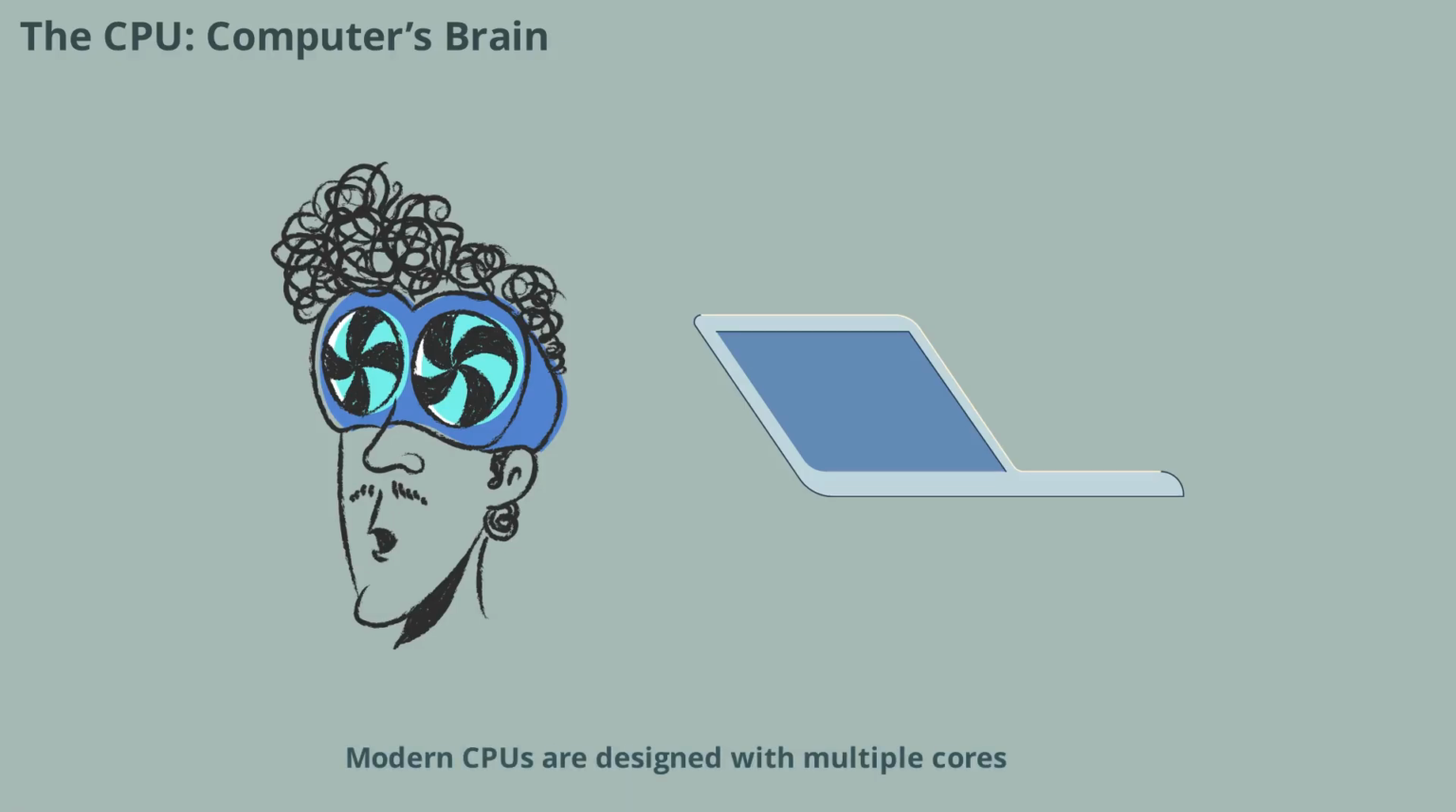Modern CPUs are designed with multiple cores, each capable of handling its own tasks. This means your computer can do several things at once, like playing music while you browse the web. Understanding how the CPU and its cores work is crucial for leveraging multithreading in Java. As we move forward, keep in mind that efficient use of the CPU is at the heart of high-performance applications.